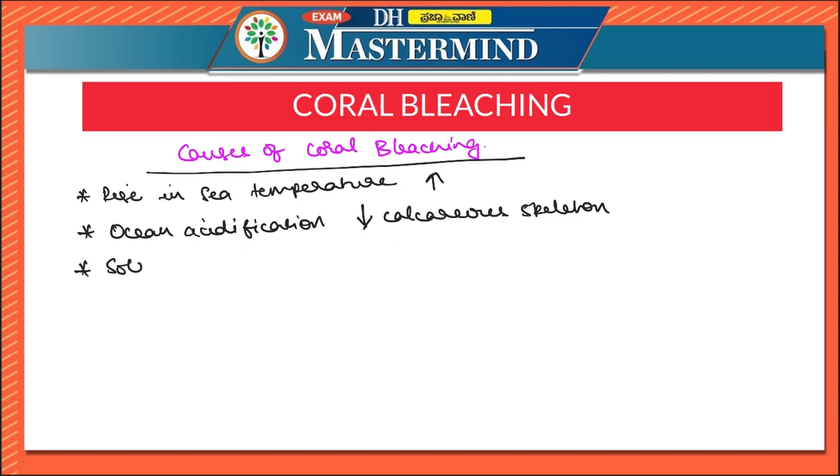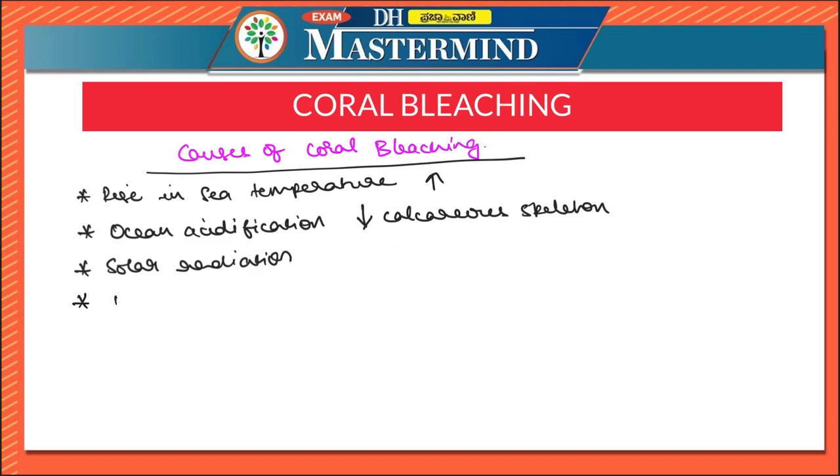The third very important thing is solar radiation. Changes in tropical weather patterns result in less cloud cover and more radiation, which induces coral bleaching. As more solar radiation reaches the surface of the waters along with ultraviolet radiation, this will indirectly warm the waters of the ocean, resulting in coral bleaching.